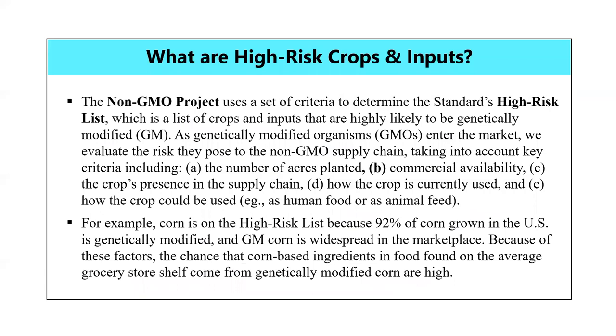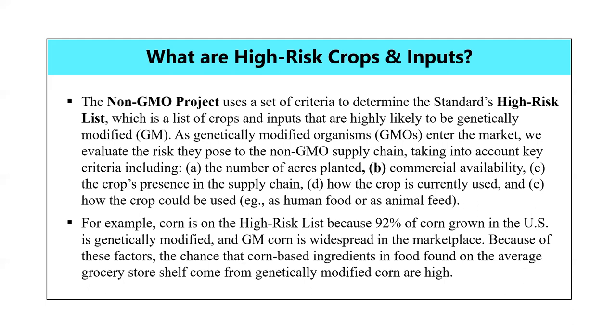Okay, so the Non-GMO Project uses a set of criteria to determine the standard's high-risk list, which is a list of crops and inputs that are highly likely to be genetically modified. So as genetically modified organisms enter the market, we evaluate the risk they pose to the non-GMO supply chain. What they take into account are the following: number of acres planted, commercial availability, the crop's presence in the supply chain, how the crop is currently used, and how the crop could be used.